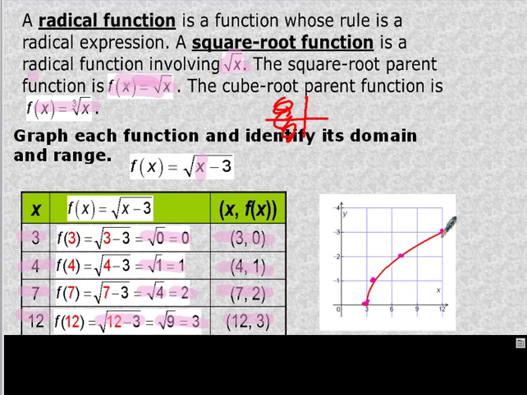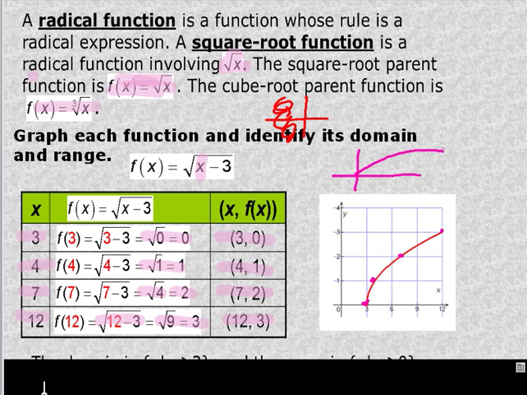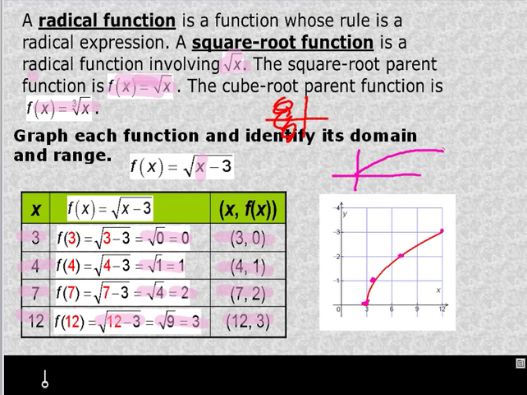And that's the general shape. The parent function has its vertex, which is this point here, at 0, 0, and then goes in this direction. So most generally, they're going to look sort of like that. So what's the domain? Well, if we look, x is never going to be less than 3, so our domain is going to be x greater than or equal to 3.